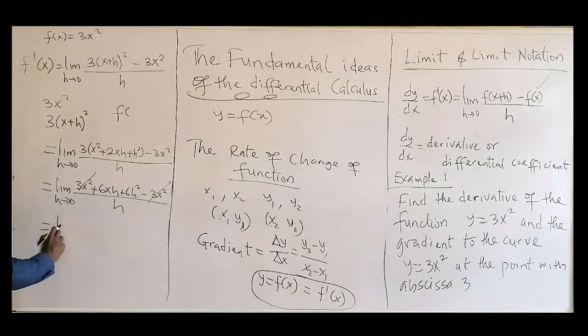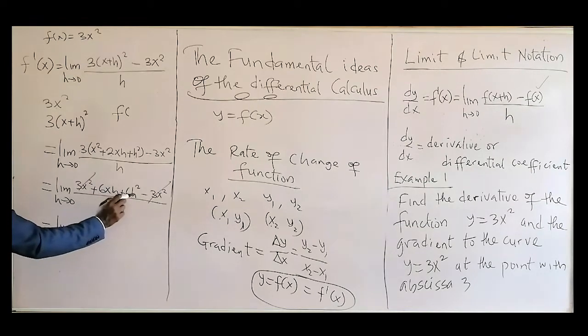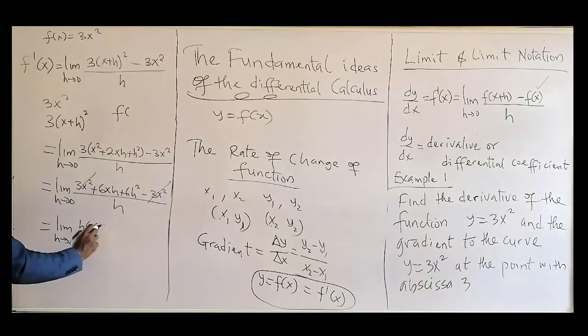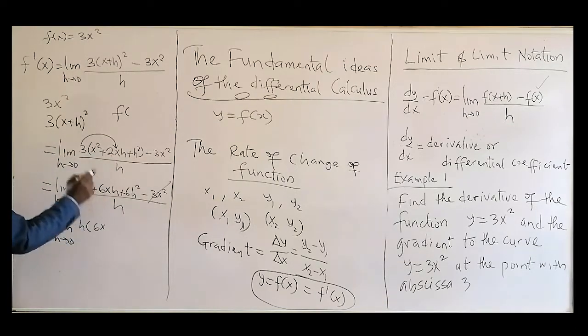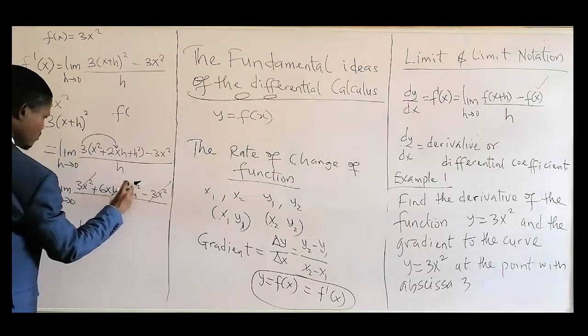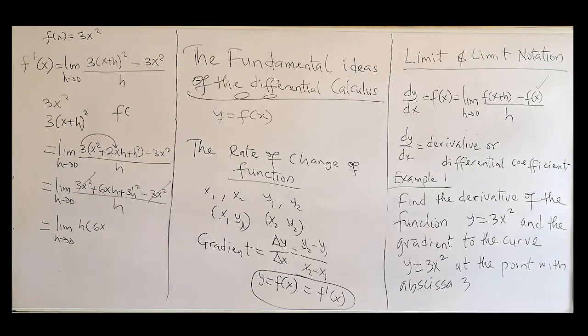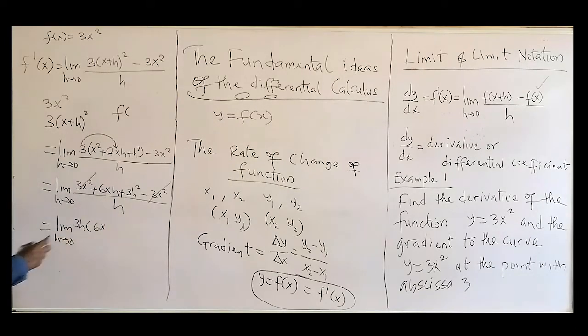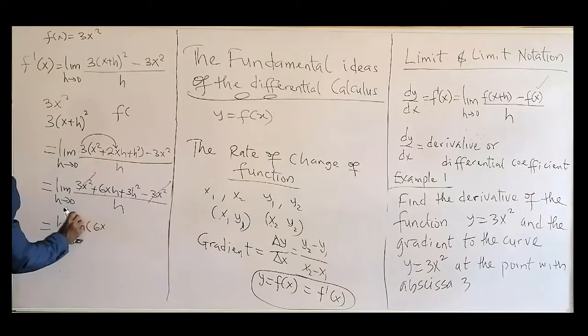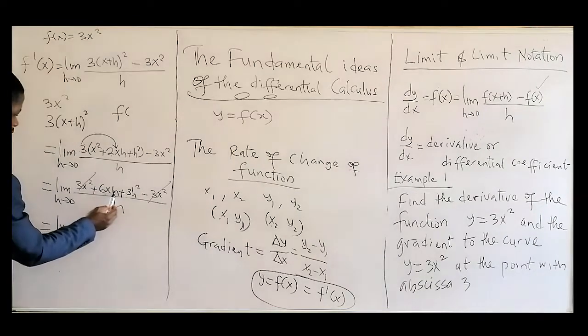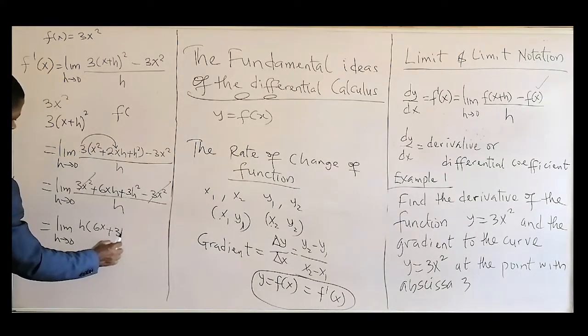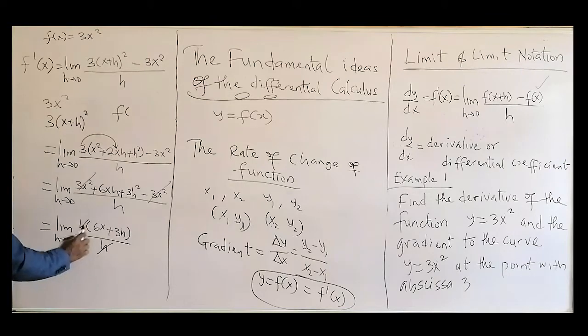Then you have the limit as h tends to 0. The h is in each remaining term, so you can take it out: 6x times h, and 3h squared, which has 3h in common. Take the h out, so you have this all over h. So this h has cancelled.